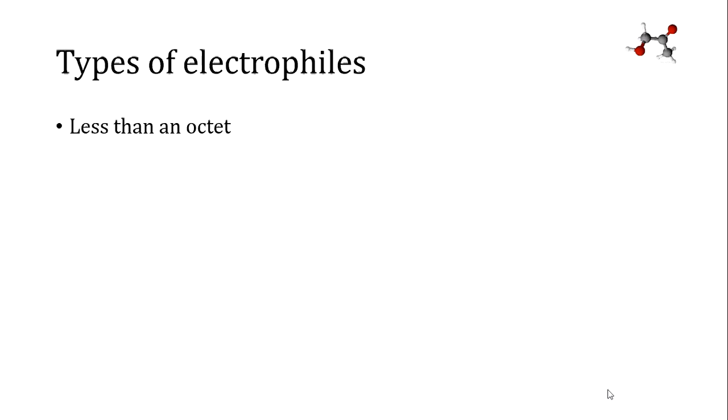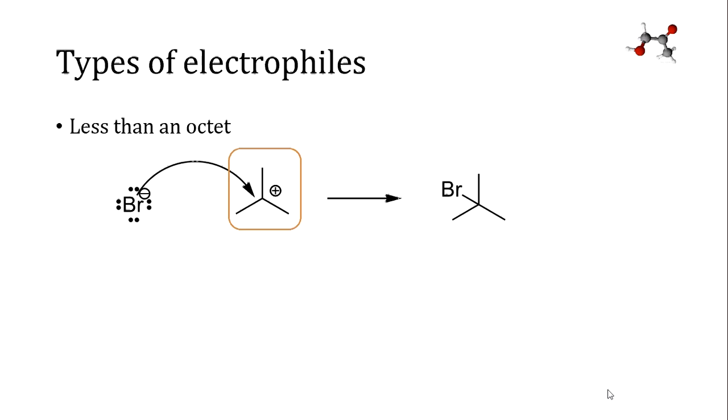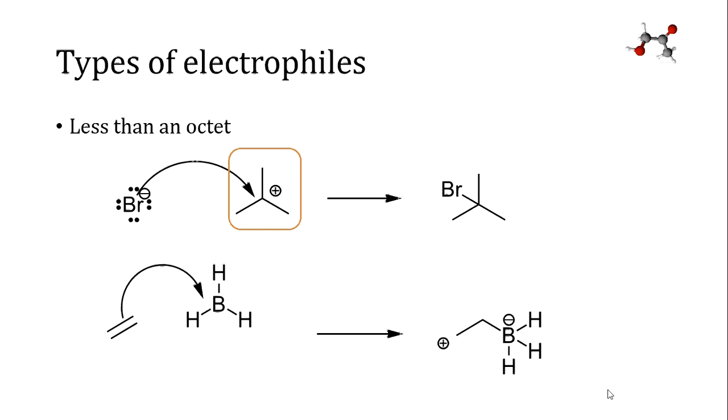There are several types of electrophiles that are common in organic chemistry. One, like the example in the previous slide, are species that have less than an octet of electrons around one of the atoms. And so here is our reaction of bromide anion and the carbocation again. This carbocation and its central carbon only has 6 electrons. It's an electrophile. Note that this situation does not require that central atom has a positive charge.